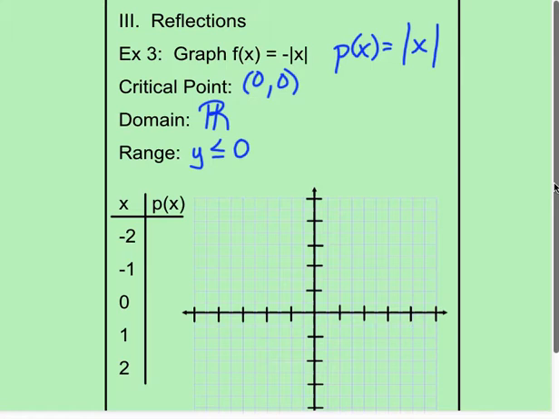Again, I like to plot my parent function values. So for absolute value, it's going to make all of these positive. And then what I do for reflections is I add an additional column. If it's a vertical reflection, I add a column off to the right of the y values, and I make them all negative, because that's what a vertical reflection does. Instead of graphing above the x-axis, you graph below, because it flips it below the x-axis.